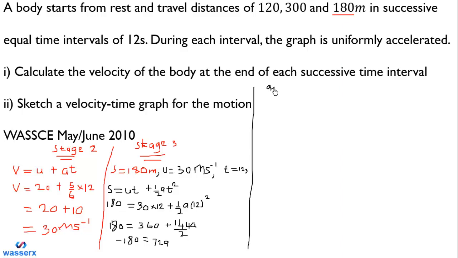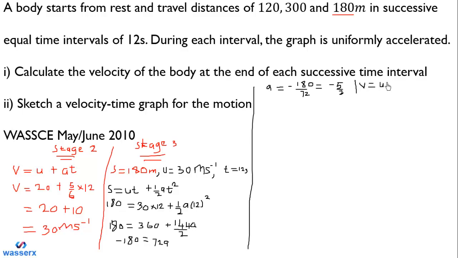The acceleration will be equal to negative 180 over 72, and this will simplify to negative 5/2.